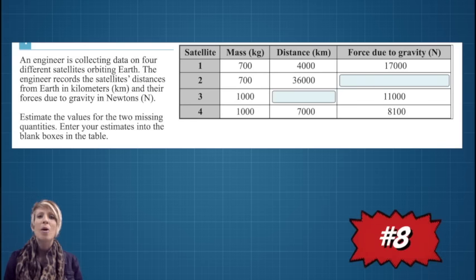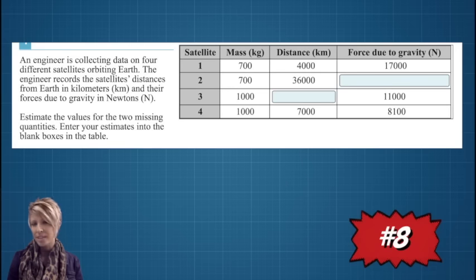Okay, talking about gravity for this next question. It says an engineer is collecting data on four different satellites orbiting Earth. The engineer records the satellite's distances from Earth in kilometers and their forces due to gravity in newtons. And you can see that information that they recorded in the chart there. Estimate, so it means they're going to basically make a prediction, a guess. Estimate the values for two missing quantities. Enter your estimates into the blank boxes in the table.